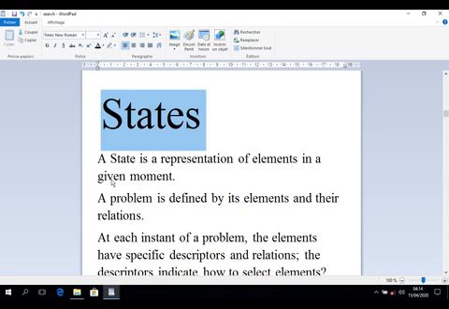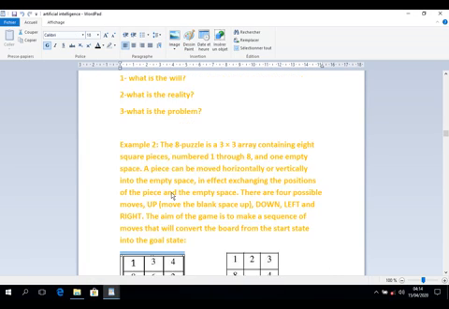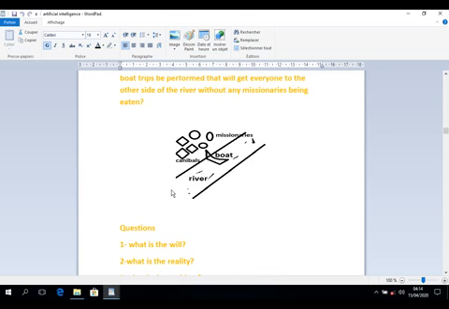In this missionaries and cannibals problem, what are the elements? You have the missionaries, the cannibals, and the boat. So their representation at any time is what is called the state. For example, here a state is the number of missionaries and the number of cannibals on both sides of the river, and also the position of the boat.